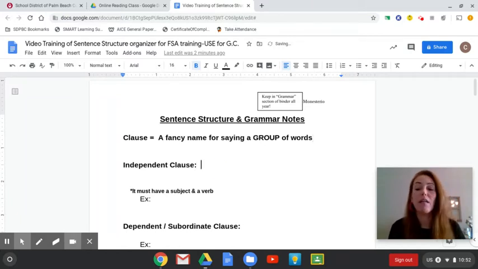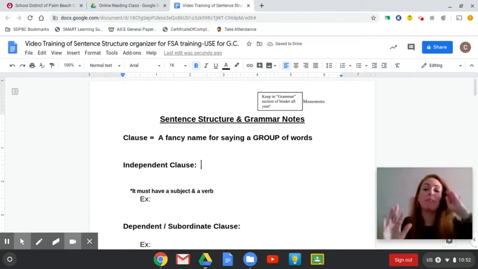Okay, an independent clause, we know it has to be a group of words because clause means a group of words. If it's independent, it makes sense by itself. It doesn't need any help because it's independent. Okay, think about if you're independent of your parents, you don't need their help. So an independent clause doesn't need anyone else's help or any other word's help for it to make sense. It makes sense by itself. It is a complete thought. Okay, so let's write that down.